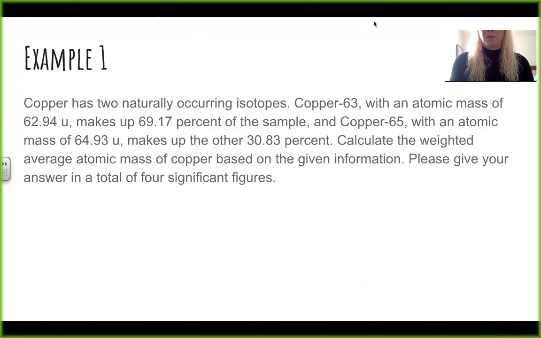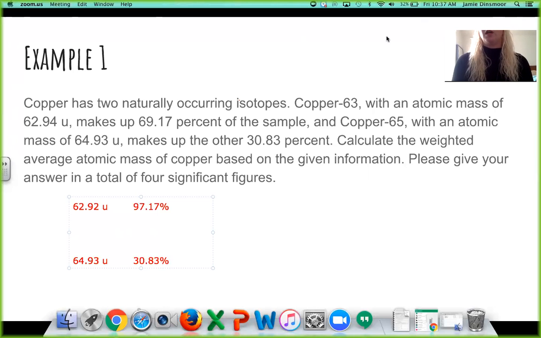Okay. Step 1. Let's list out what we know. We know that the copper with a 62.92 atomic mass is 69.17%. And we know that our copper with a mass of 64.93 makes up 30.83%. Okay, so based on what we just looked at before, what do you guys think the first step is going to be?